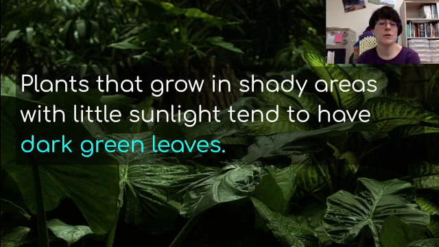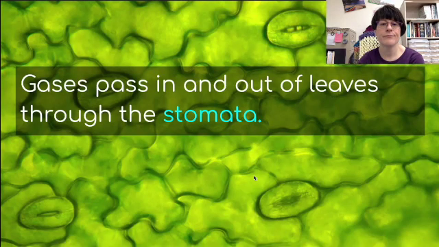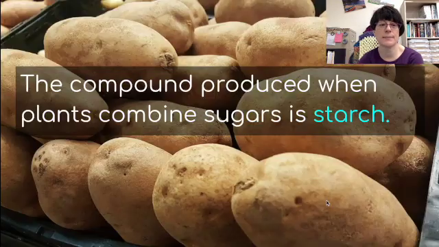Now, plants that grow in shady areas with little sunlight tend to have dark green leaves. That's because they need more chlorophyll to collect the less light that is available. And gases pass in and out of leaves through the stomata, which are these structures here. And after the sugar is made, it is transported, remember, in the phloem to the rest of the plant.